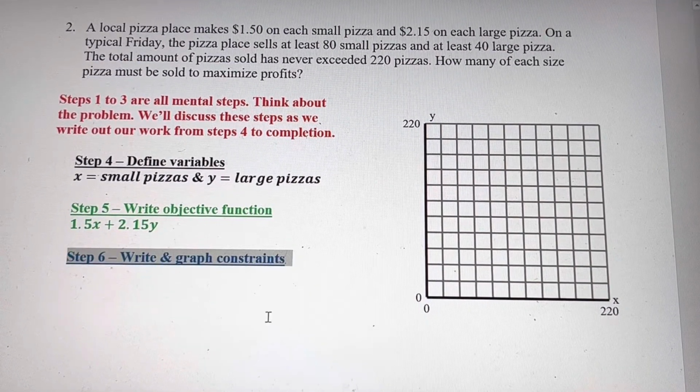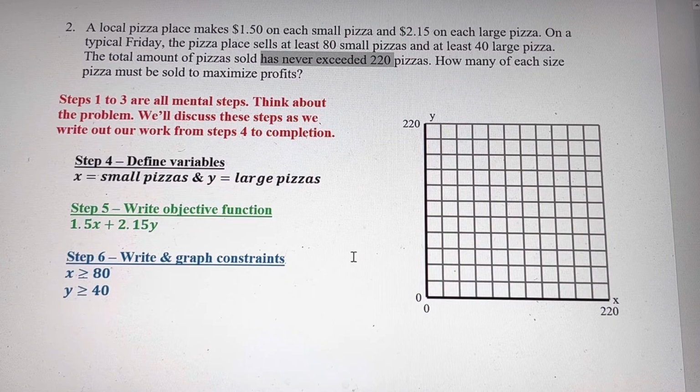Step 6, we want to write and graph the constraints. This is where we read the problem and translate what we see into inequalities. So at least 80 smalls would be X is greater than or equal to 80. At least 40 larges, Y is greater than or equal to 40. And they've never sold more than 220, so when I add those two together, it's never been more than 220, so we're going to say X plus Y is less than or equal to 220.